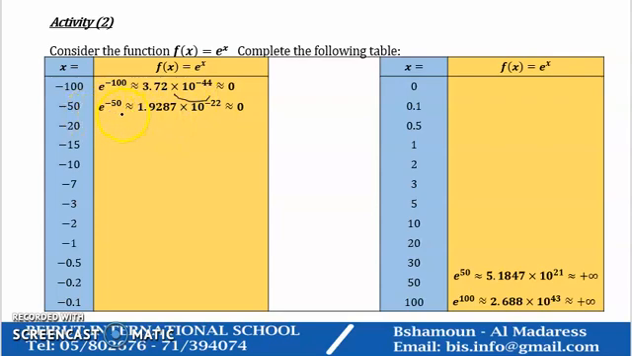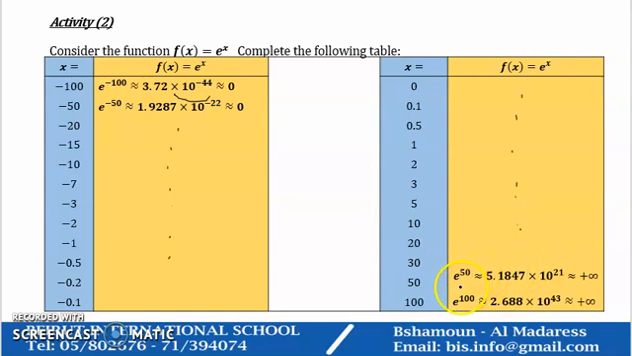Similarly, for x equal minus 50, e exponent minus 50 is approximately 1.9287 times 10 exponent minus 122. What do we mean by this? 0, then 121 zeros, then 1928, which is also approximately 0. And this is up to you. Use the calculator to find the values, and you should find it.